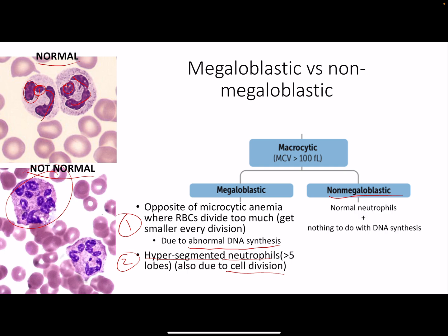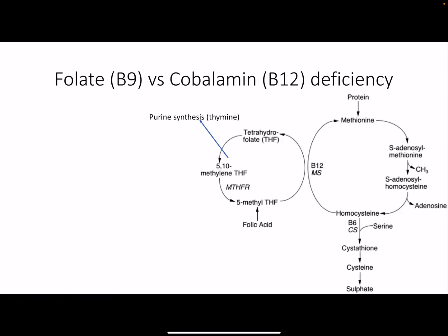Not a lot to say about the non-megaloblastic. Again, just normal neutrophils and nothing to do with DNA synthesis. These are going to be less common than the megaloblastic ones. So probably the main way you're going to have a megaloblastic macrocytic anemia is if you have a folate, B9, or cobalamin B12 deficiency. And again, I told you guys, you're never going to escape this particular image, this slide. This is going to come forever.